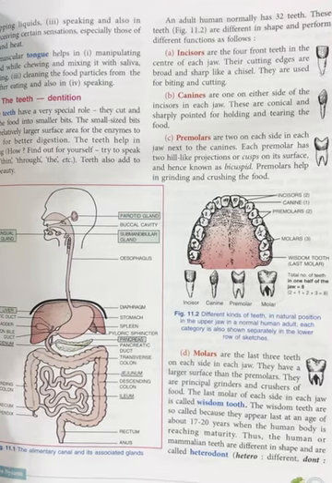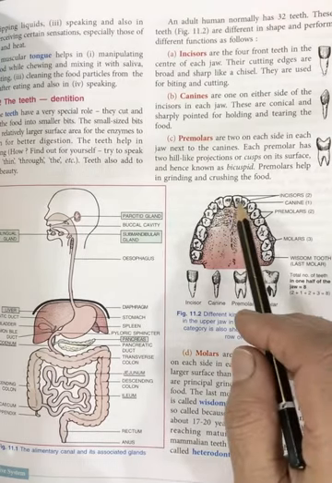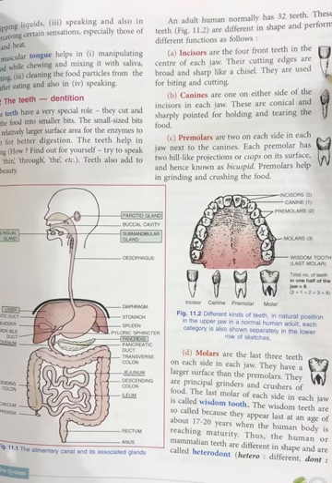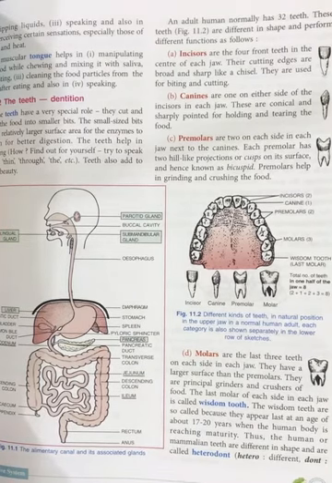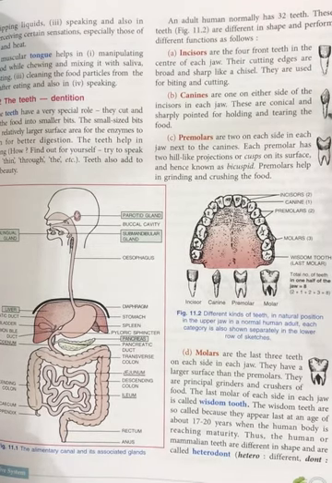Incisors: there are four front teeth in the center of each jaw. So four front teeth in the center of the jaw are called incisors, and they have sharp, chisel-like cutting edges, and they are used for biting and cutting. Then canines: they are one on either side of the incisors in each jaw, and they are conical in shape and sharply pointed for holding and tearing the food. So they are used for tearing the food.